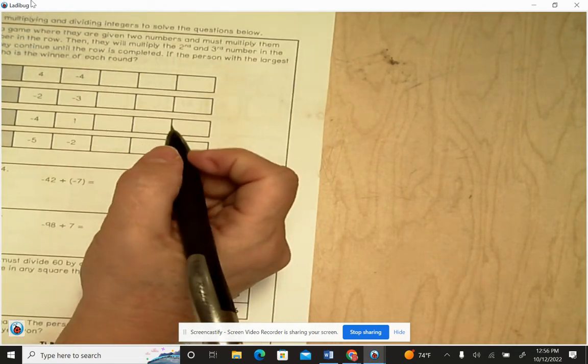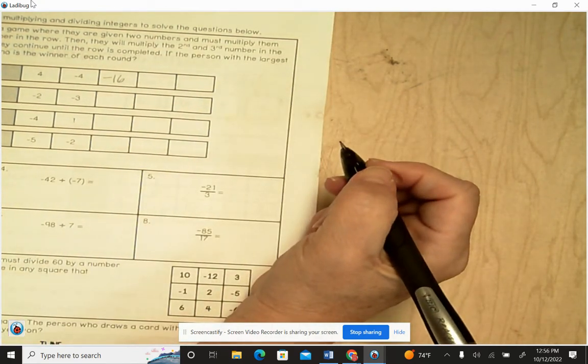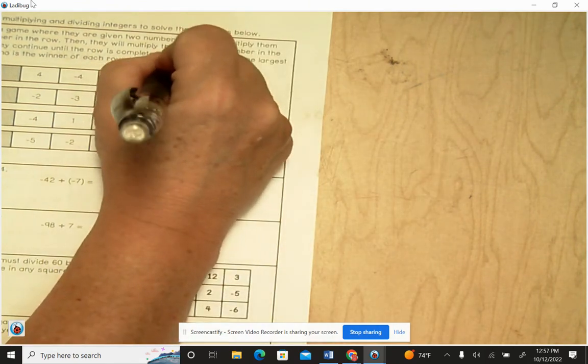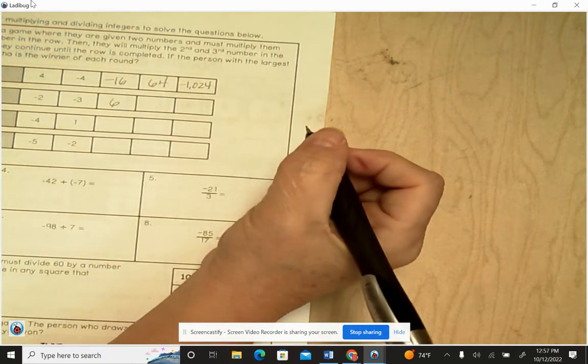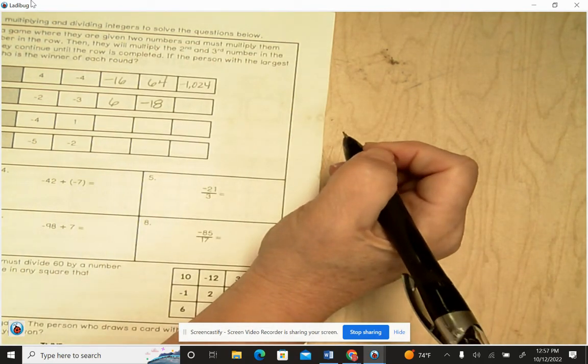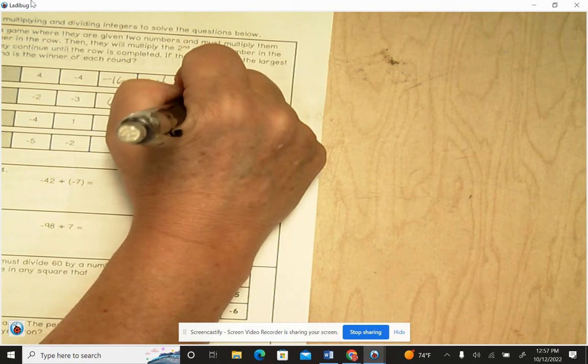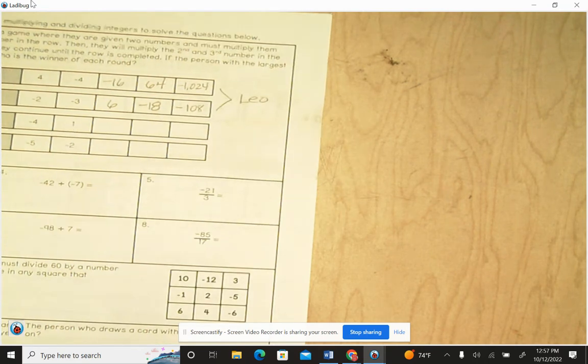So Quinn had 4 and -4. That gives him -16. -4 times -16 gives 64. -16 times 64 is -1024. All right, Leo has -2 and -3. You multiply those two together, you get 6. -3 and 6, you get -18. And -6 and -18, you get -108. So in round 1, Leo has the highest number.